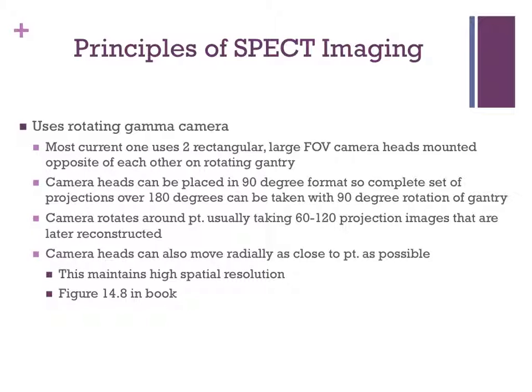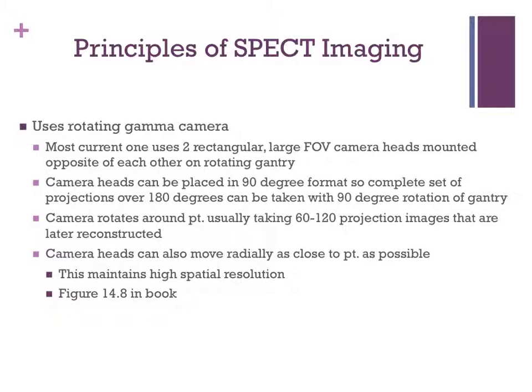The most common instrumentation used for SPECT is the rotating gamma camera. The most current SPECT gamma camera systems consist of two rectangular, large field of view camera heads mounted opposite each other on a rotating gantry. The camera heads can be placed in a 90-degree configuration so that a complete set of projections over 180 degrees can be taken with a 90-degree rotation of the gantry.